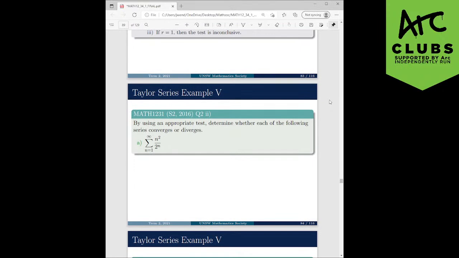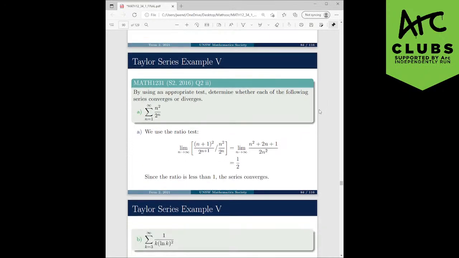But anyway, 2016 paper. Use an appropriate test to determine whether or not this converges or diverges. Here it is. It's the ratio test. So the ratio test here, remember, you take the (n+1)th term, divide it by the nth term, then force n off into infinity. So firstly, when you do a little division there, it simplifies to n squared plus 2n plus 1 over 2n squared, after a perfect square expansion. And this limit as n goes to infinity is half.